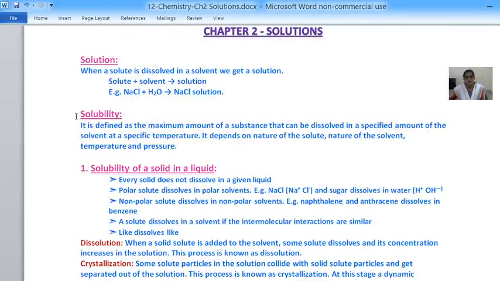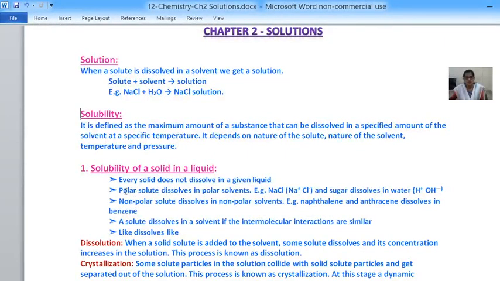Next we will move on to the concept of solubility. It is defined as the maximum amount of the substance that can be dissolved in a specified amount of the solvent at a specific temperature. Solubility depends on certain factors. First, it depends on the nature of the solute. Next, it depends on the nature of the solvent, then temperature, and then pressure.